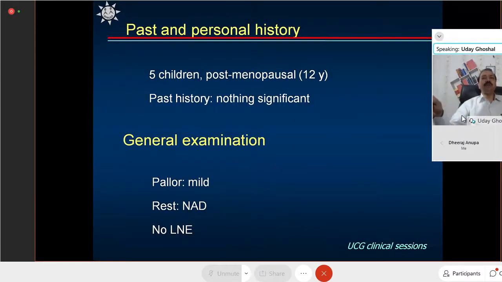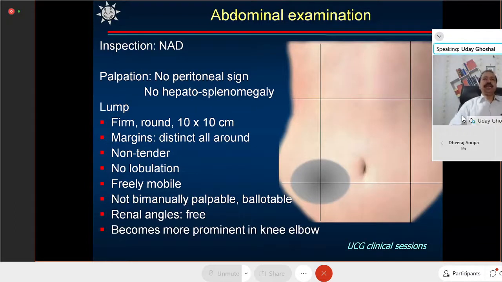Past history, 5 children, postmenopausal for 12 years, nothing significant. General examination, pallor mild, rest NAD, no lymph node and lung. Now we did inspection of the abdomen, nothing abnormal. Palpation, no peritoneal sign, no hepatosplenomegaly.